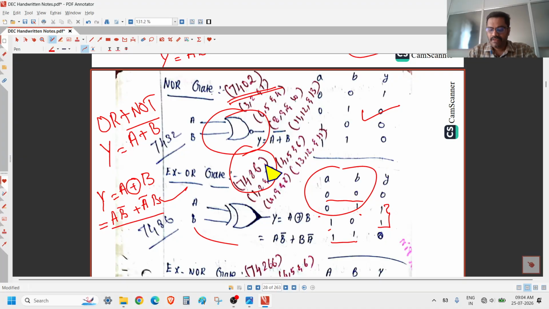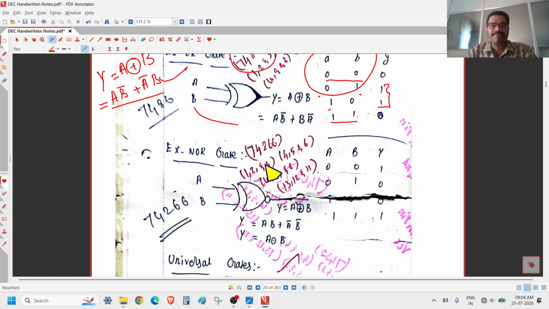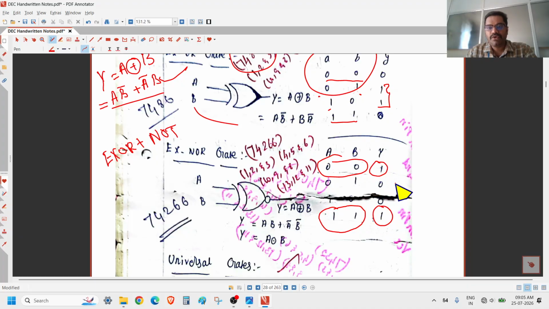Here I'm just mentioning it. The last gate is the EXNOR gate. It is the combination of EXOR plus NOT gate, like NAND and NOR. So it will produce the straight opposite function to the EXOR gate. That is, it will give 1 for the same inputs, 0 0 and 1 1, and for different inputs like 0 1 and 1 0 it will produce 0. Straight opposite to the EXOR gate, right?